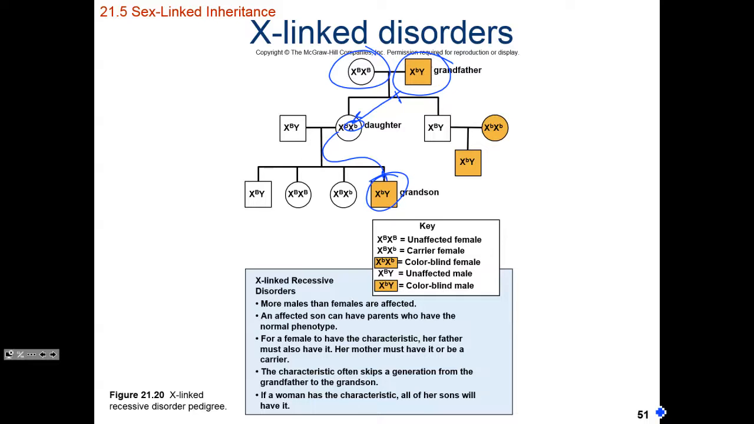And because grandpa is colorblind, if grandpa has a son, that son had to get the Y chromosome from grandpa and a good X chromosome from mom. So the son is not a carrier. But say the son reproduced with a colorblind woman. If there's a colorblind woman, 100% of the male offspring are going to be colorblind.